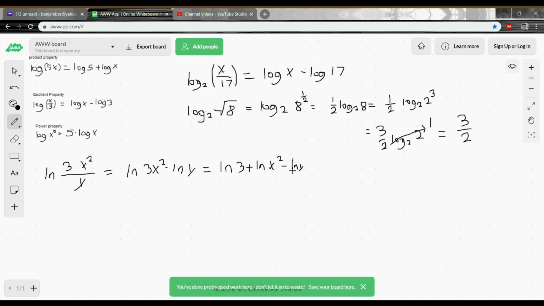And now that we have x squared by itself, we can use the power property to simplify this further and say that this term over here can be expanded into the natural log of 3 plus 2 times the natural log of x minus the natural log of y.